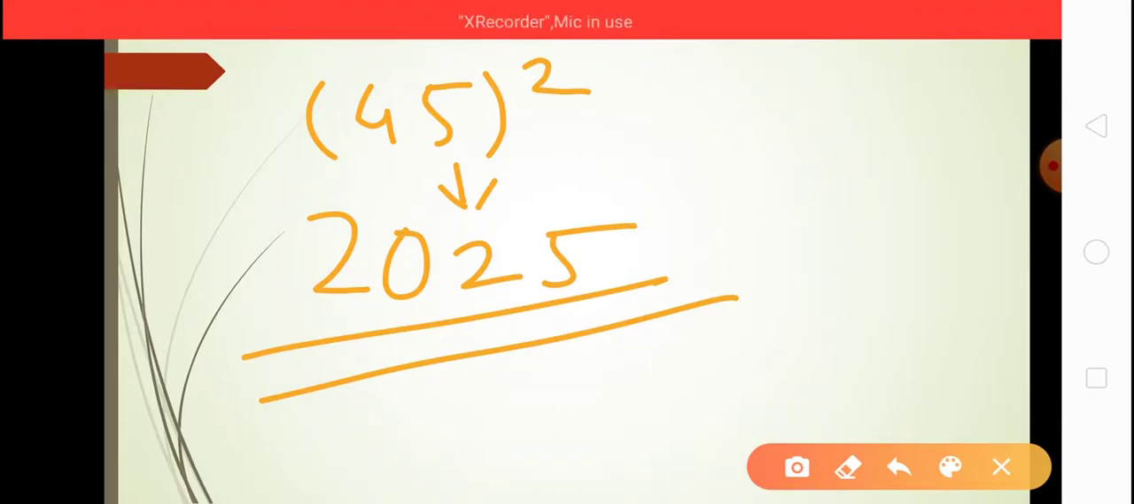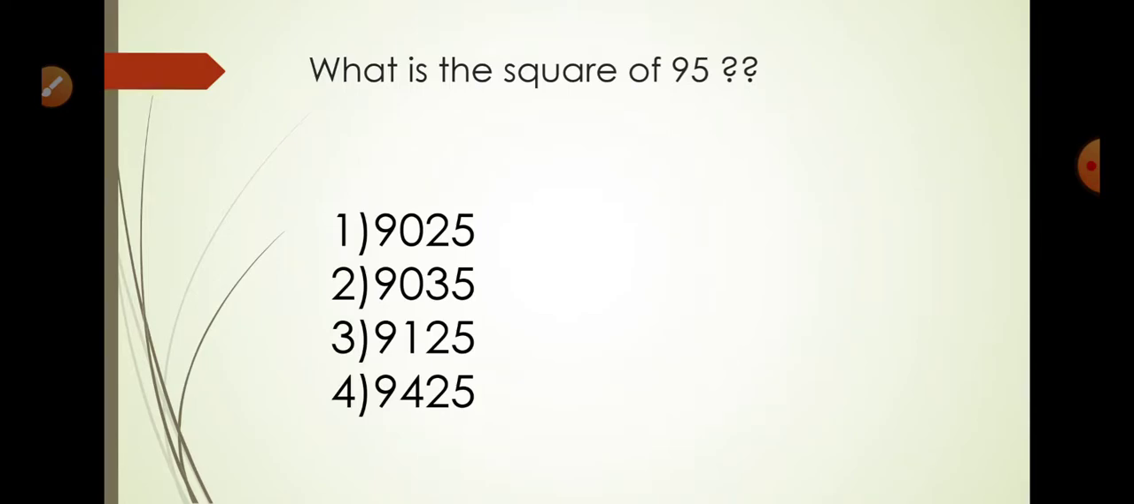If you are following my tricks, then definitely you will be able to calculate the squares of these numbers very fast, within 10 to 15 seconds. This is how simple it is.